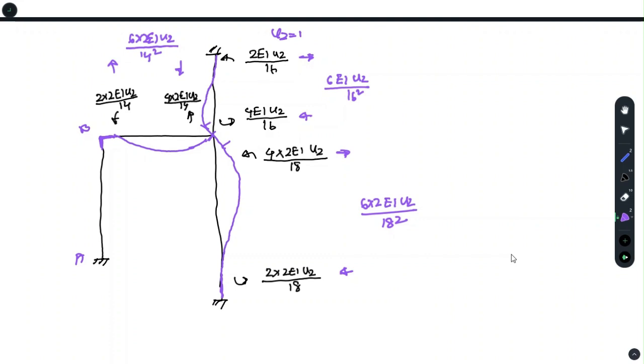Now we'll apply the Doki U3. So we have a frame. Let's redraw this.